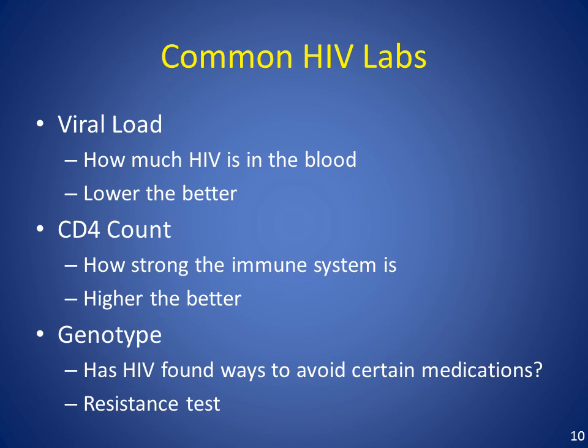When we treat someone with HIV, there are 3 very common lab values that we'll get on almost every patient when they are initially diagnosed. The first one is the viral load. This is a very simple lab that just states how much HIV virus is currently in the blood. The overall goal with the viral load is to get that number to be as low as possible, because the lower the viral load, the less damage that the virus is causing to the body.